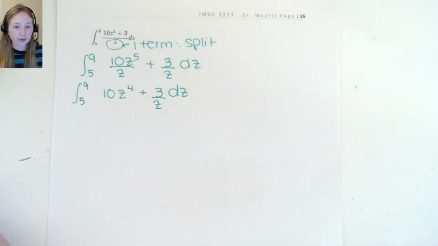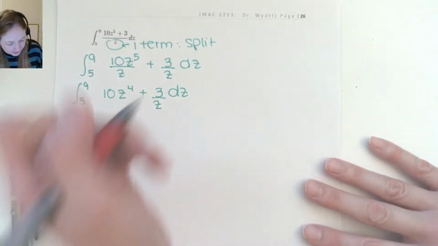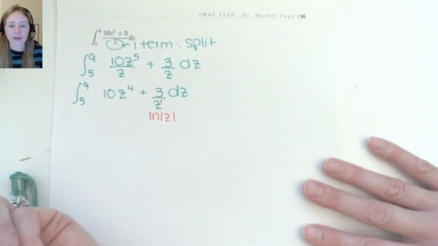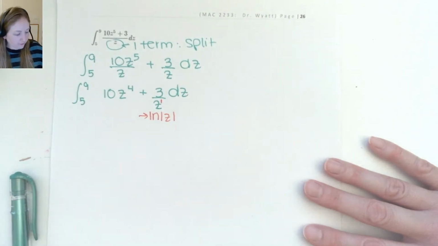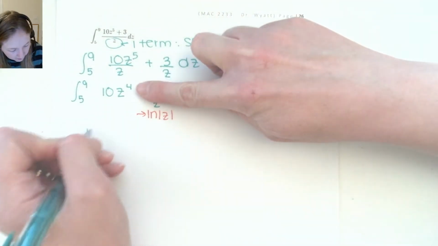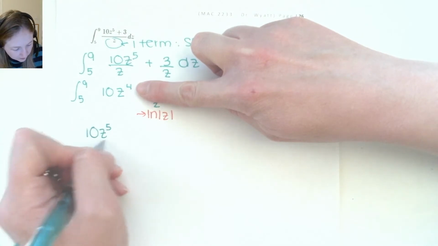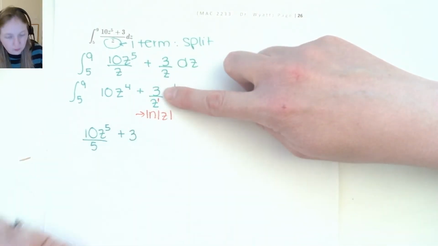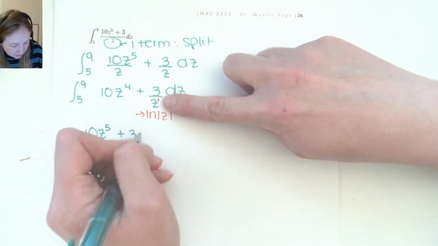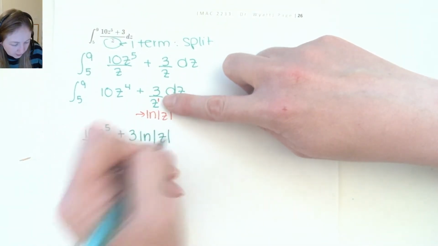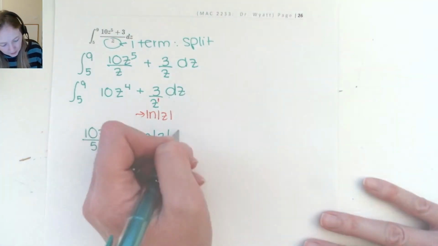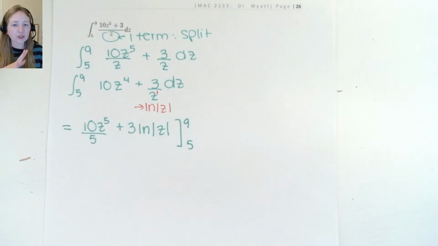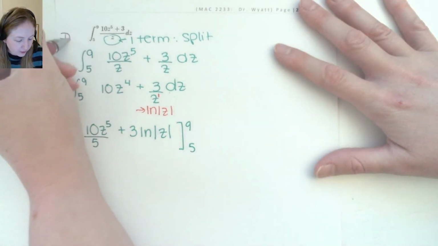Now, you'll notice that when we integrate, we do have a z to the first power. So that is going to go to natural log absolute value of z when you integrate. So for the first term, we will add 1 to the exponent to get z to the fifth over the new exponent. The second term, the 3 will tag along, and then this z to the first will become natural log absolute value of z. And then we have our bound from 5 to 9. So that is just the first step of integrating.